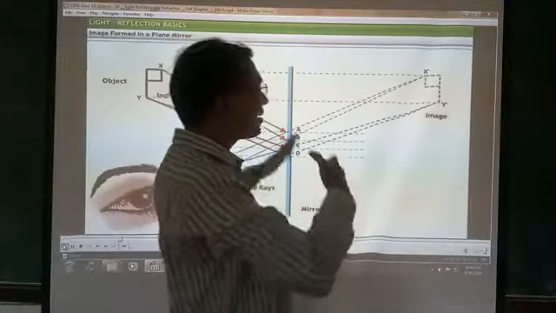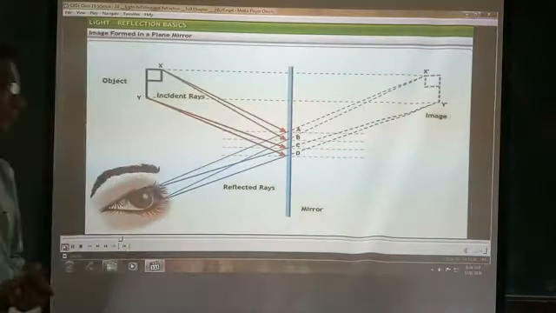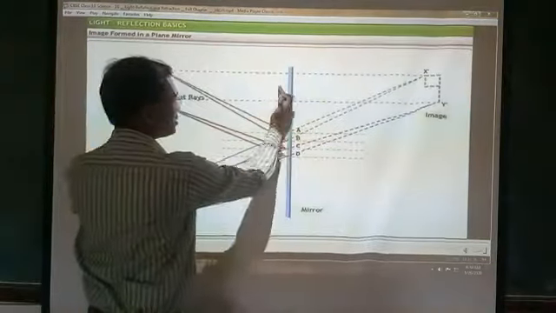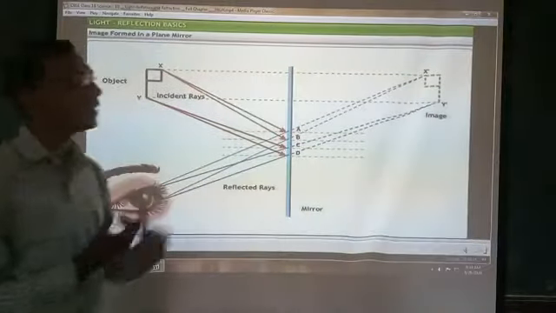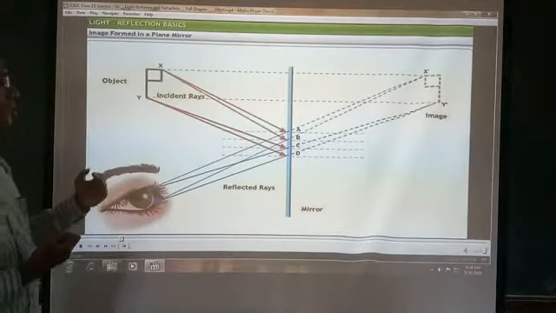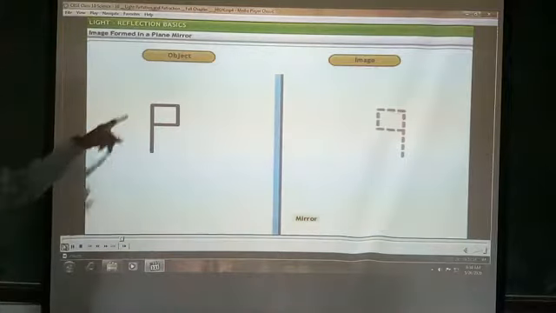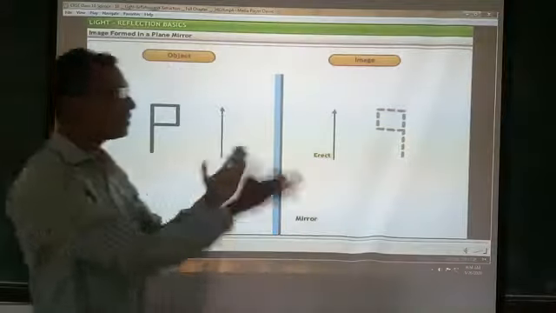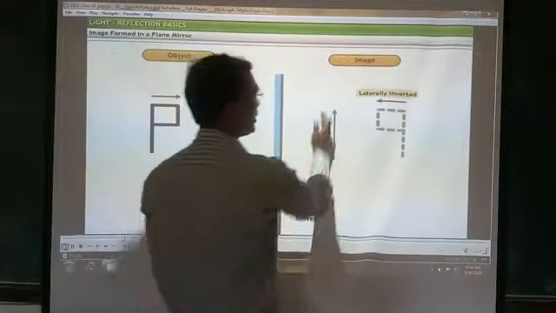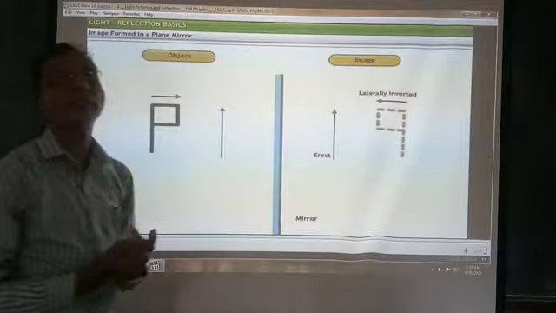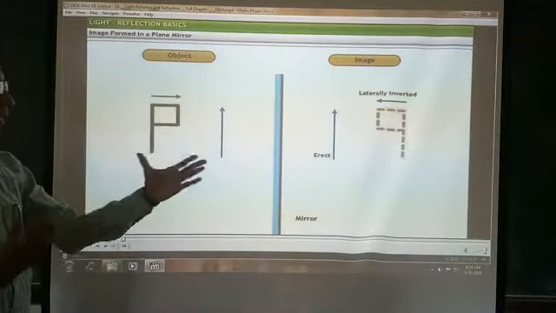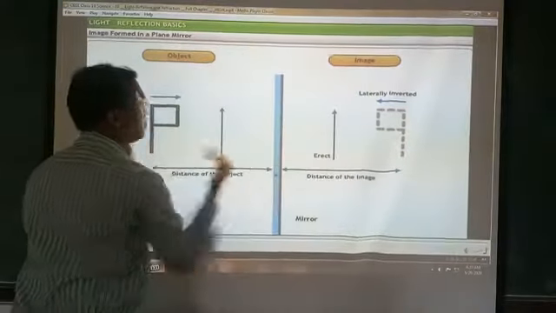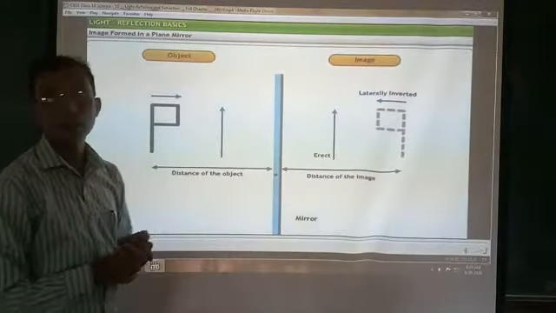So these are the characteristics of the plane mirror. The height should be the same. The object distance is equal to the image distance. Here this is the object P. The image will be laterally inverted, in the opposite direction, and also erect. So here the distance of the object is equal to the distance of the image. Both are the same.